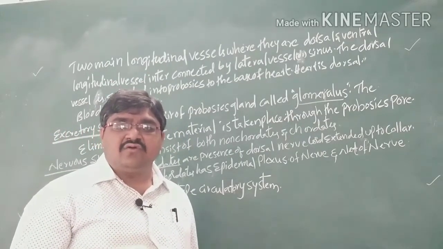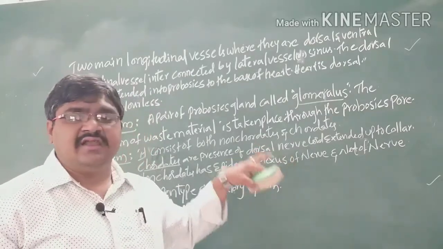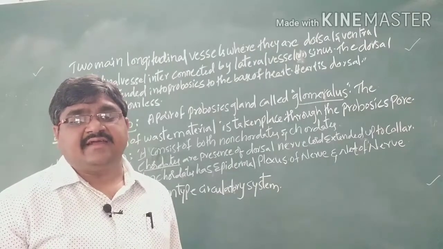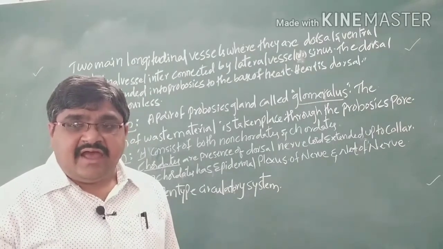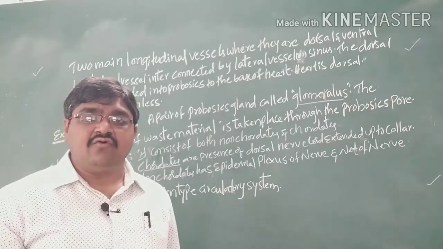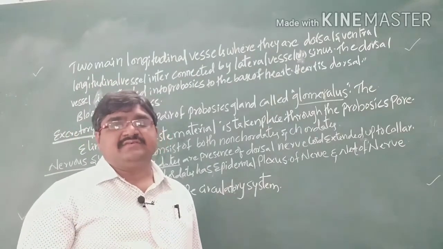The notochord is present in the form of a narrow dorsal cord. So here the chordate character is present up to the collar region, and the remaining part has an epidermal nerve plexus, where a group of ganglia and nerves, a network of nerves, are present.